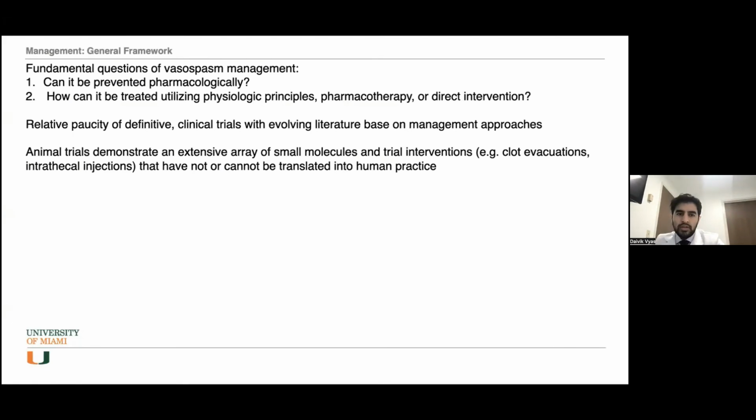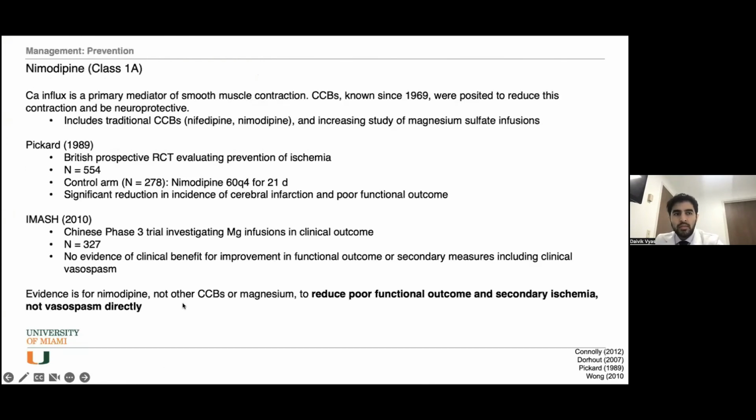Now, animal trials have demonstrated an extensive array of small molecules that suggested some promise. If we're able to induce vasospasm within rats, cats, dogs, and primates, there have been molecules that are also investigated to treat that vasospasm. And there have been trial interventions as well, so things like clot evacuations and intrathecal injections. But the problem with these interventions is that they don't necessarily translate into safe, ethical, or common sense human practice that can be done within modern hospital systems.